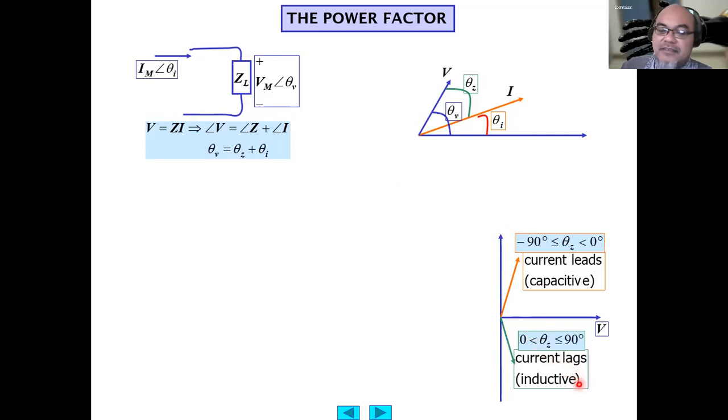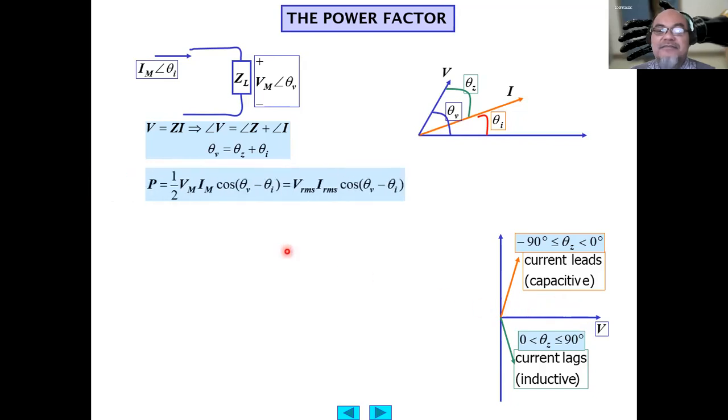When the current lags the voltage, it means that the circuit is inductive. The impedance is more inductive because then you have a positive theta Z. The phase angle of the impedance is positive, between 0 and 90 degrees. So it means the voltage has a larger phase angle compared to the phase angle of the current, or the voltage leads the current, or the current lags the voltage. Similar ways of expressing the same fact.